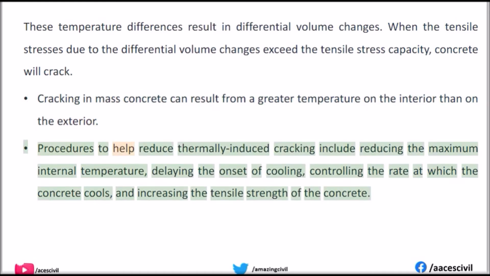Procedures to help reduce thermally induced cracking include reducing the maximum internal temperature, delaying the onset of cooling, controlling the rate at which the concrete cools, and increasing the tensile strength of the concrete.